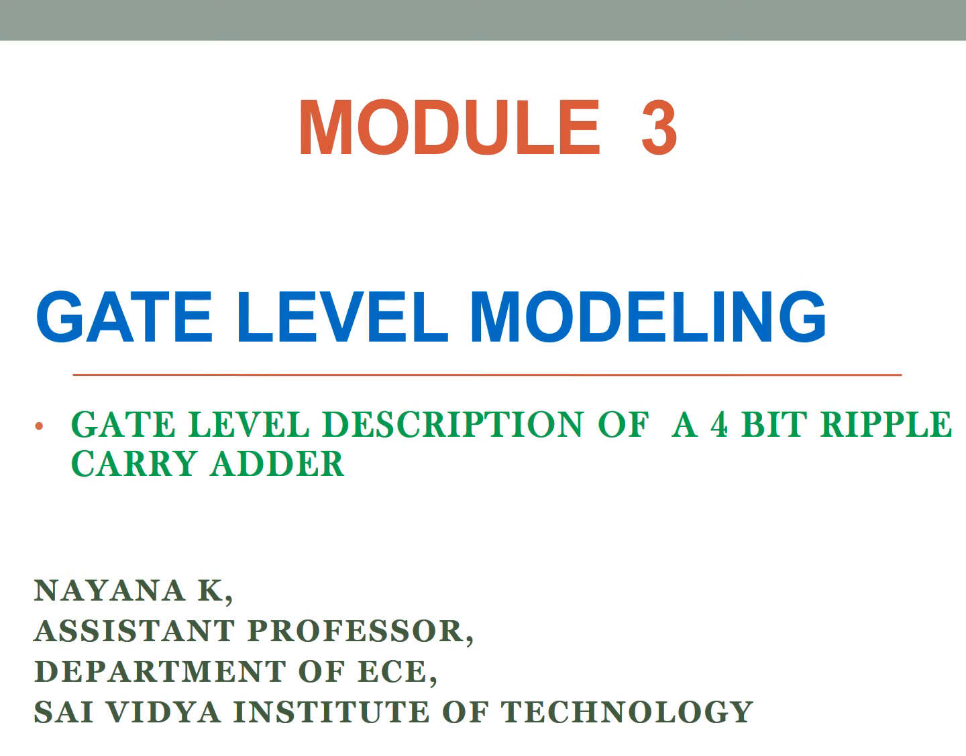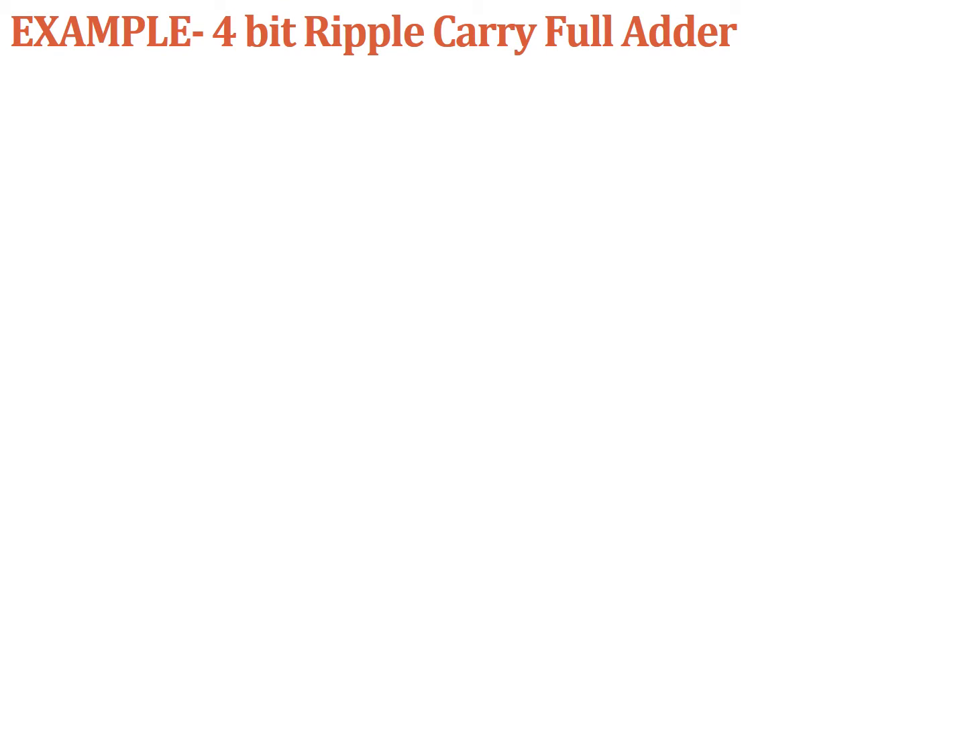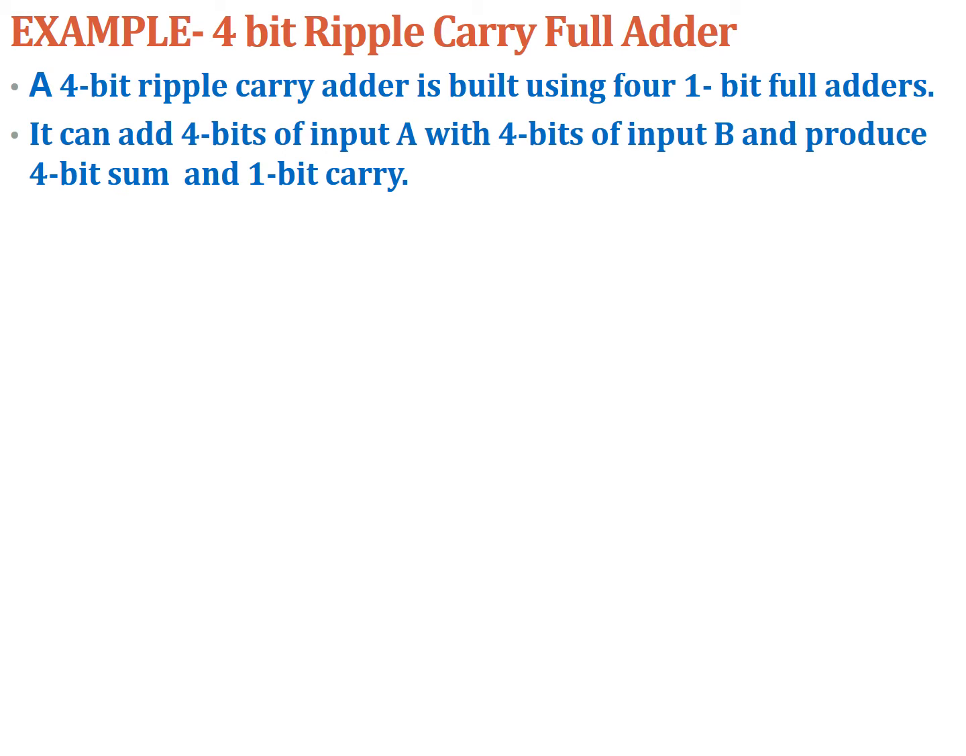Hello everyone. In this video lecture, let us understand the gate level description of a 4-bit ripple carry adder. First, let us understand the working of a 4-bit ripple carry full adder. So we know that a 4-bit ripple carry adder is built using 4 1-bit full adders.